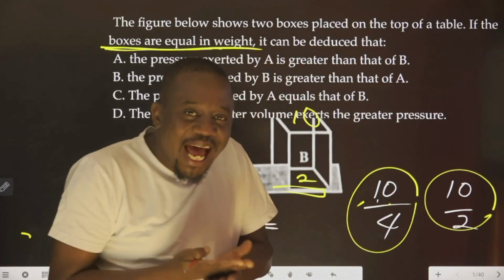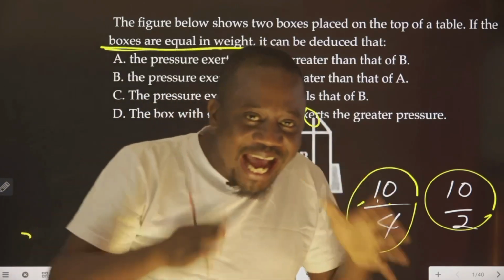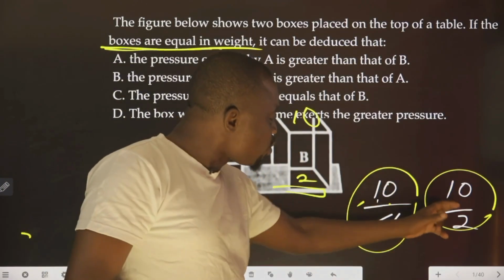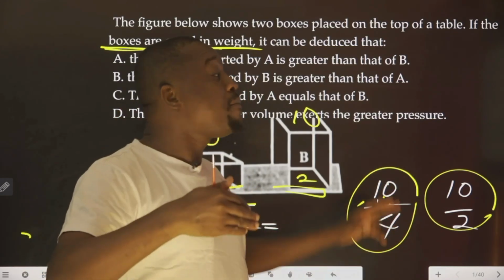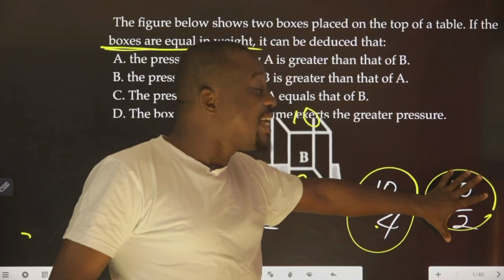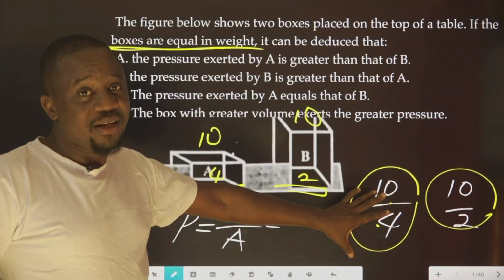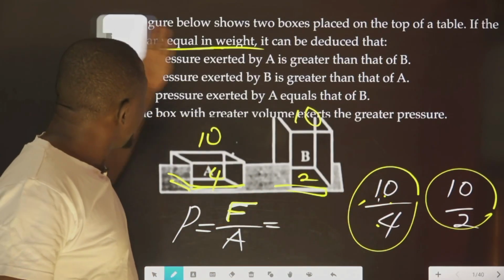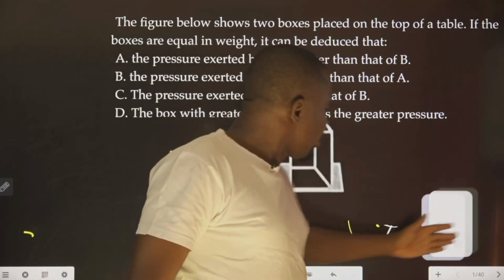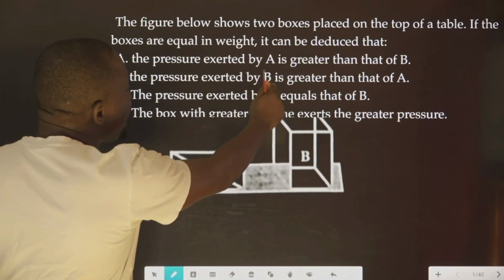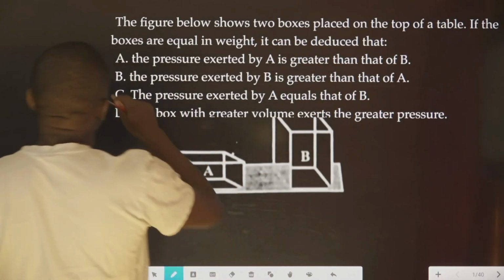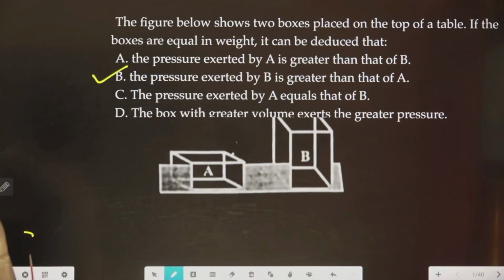So the smaller the area, the higher the pressure. It means once you divide this, you have 5. This will be less than 5. We are calculating the pressure. It means the pressure of this guy is higher than the pressure of this guy. So therefore, without even reading the question, you can tell that the pressure exerted by B is greater than that of A. So B is the correct answer.